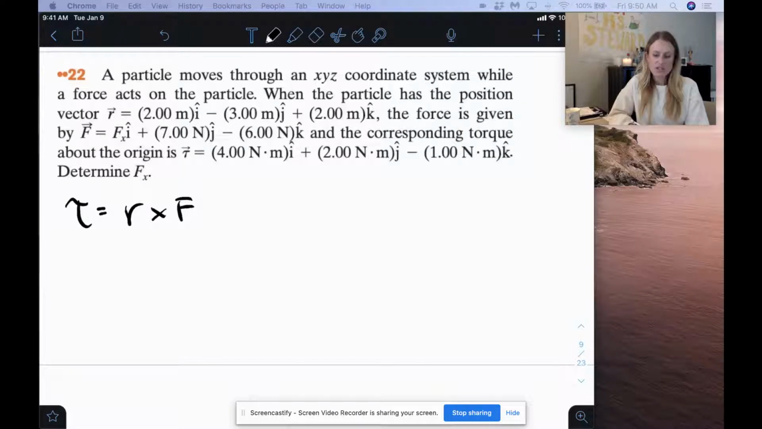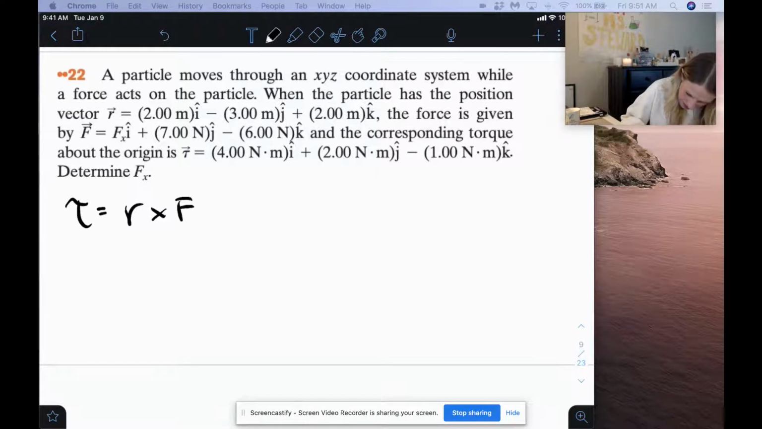So from page 53 in your book, and remember it's on page 53 because we learn about cross product way back in chapter 3 actually, but we kind of skipped over that in class just because we didn't have anything really to attach it to. Now that we're learning about torque, we have something to attach this cross product to.